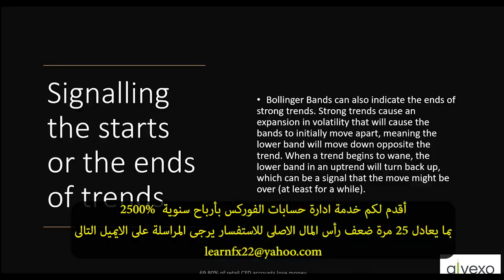Okay, we talked about walking the bands. Bollinger Bands can also indicate the end of strong trends. Strong trends cause an expansion of volatility. So the why, and what I haven't told you yet: the wider the bands, the more volatile the market. When the bands start getting narrow and contracted, the market has very low volatility. When the market starts to expand in volatility, the bands get wider.